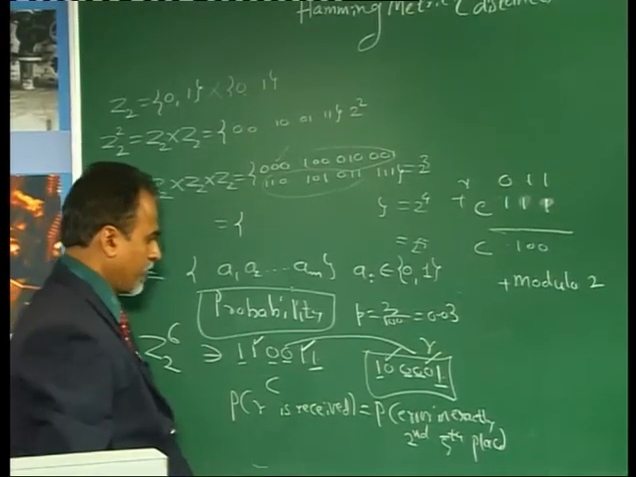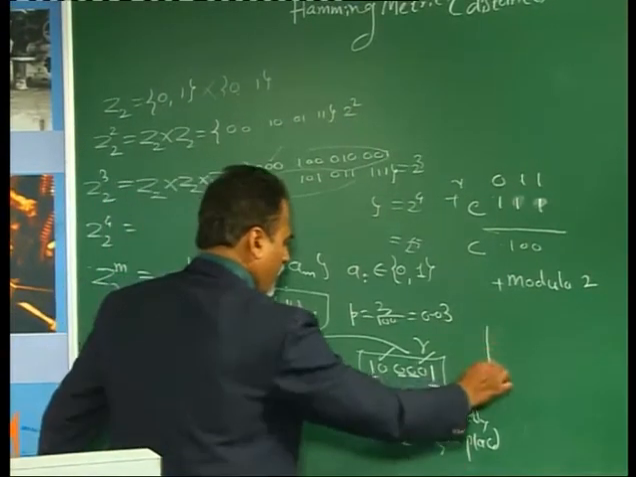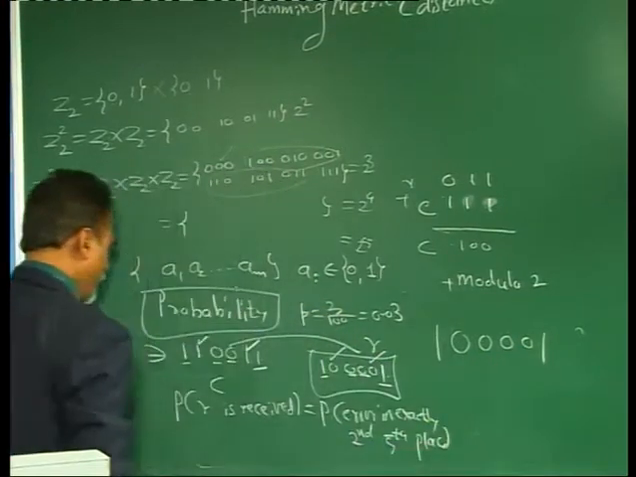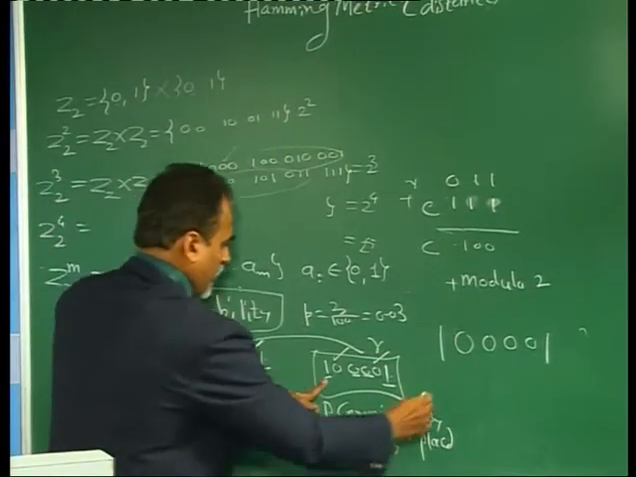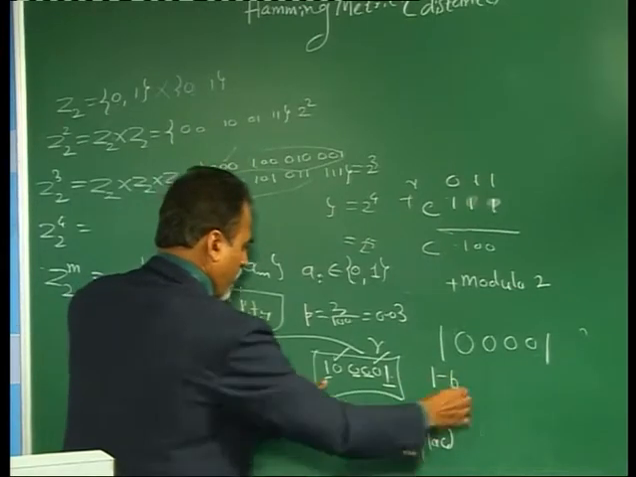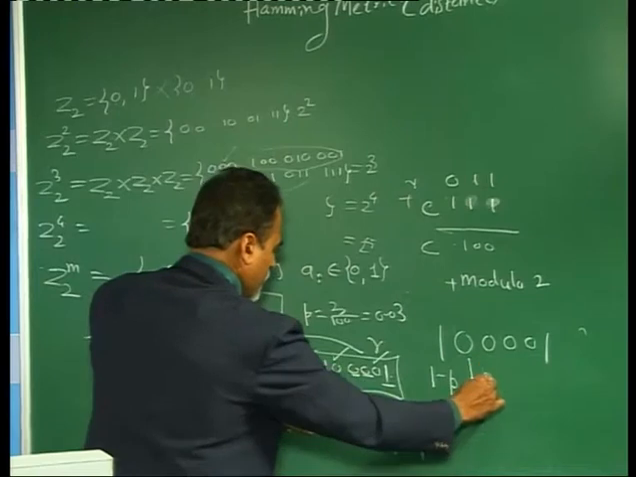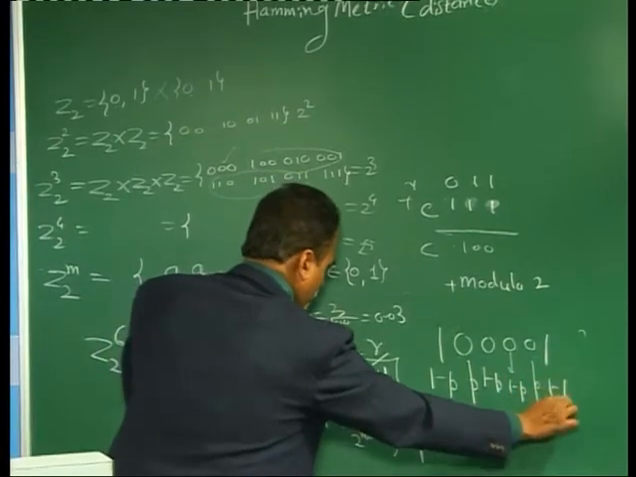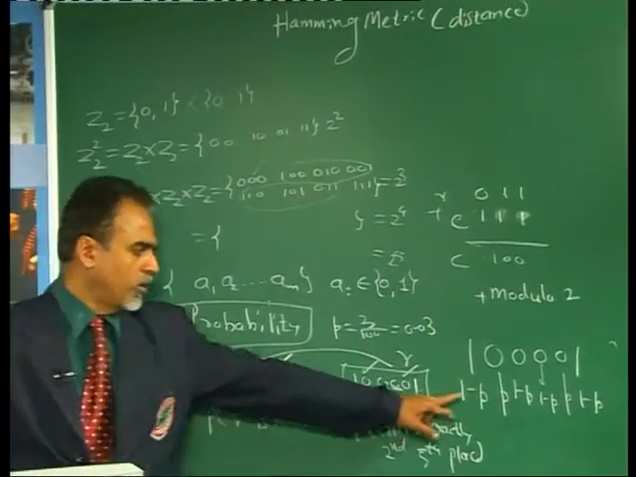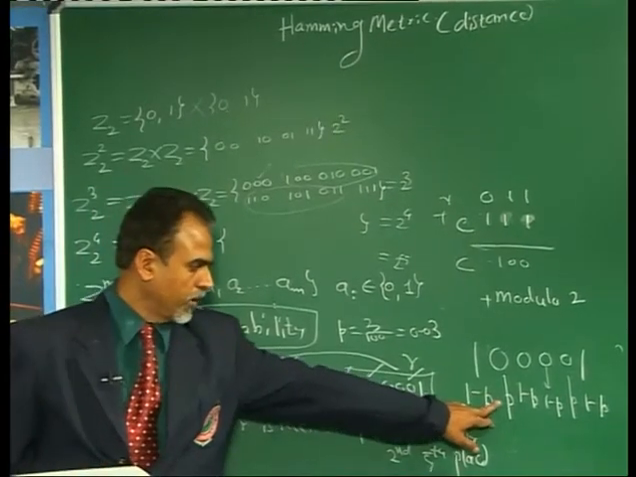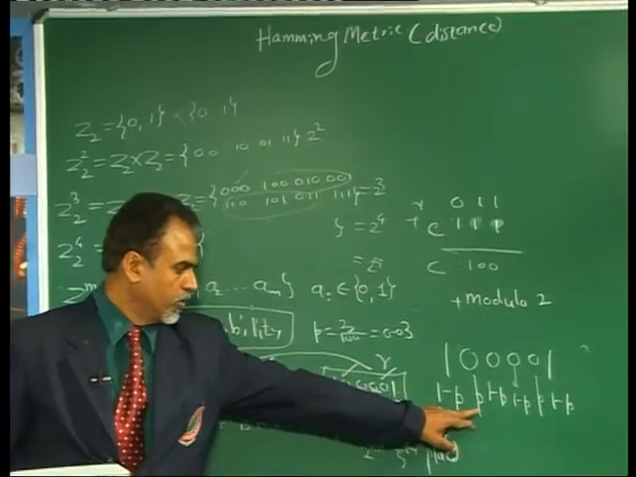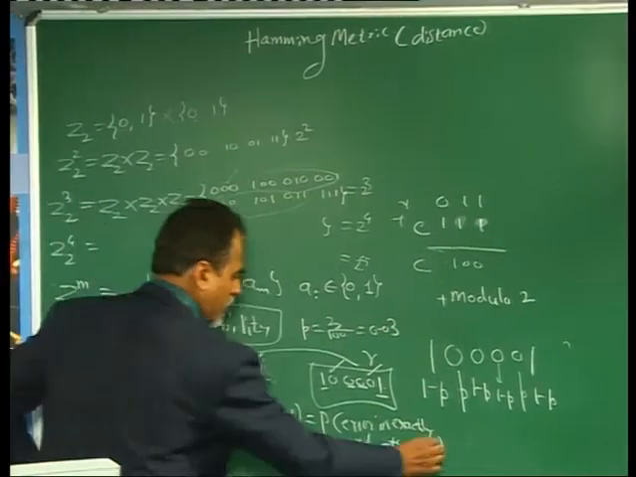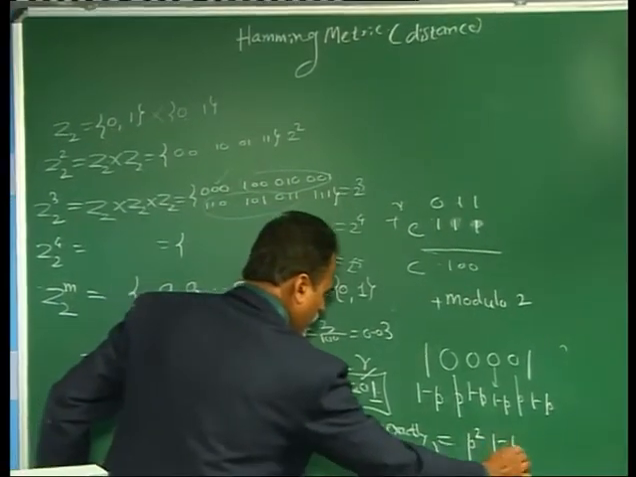wherever correct transmission is there, for example, if I write a little elaborately, 1 0 0 0 0 1, so wherever there is correct transmission, the probability is 1 minus p. Wherever wrong transmission is there, we write p. So for this 1 minus p, for this p, and for this 1 minus p. So this happens with a probability of 1 minus p, the correct probability, and we multiply these. This happens with the probability of p. So how many times p? 2 times. So this probability is p raised to 2 and 1 minus p raised to 4.